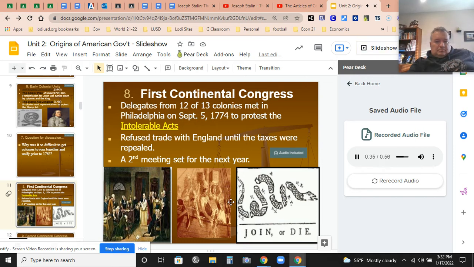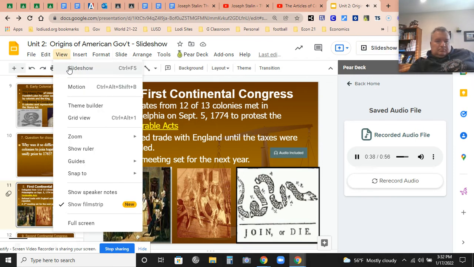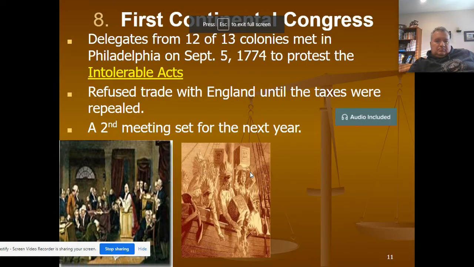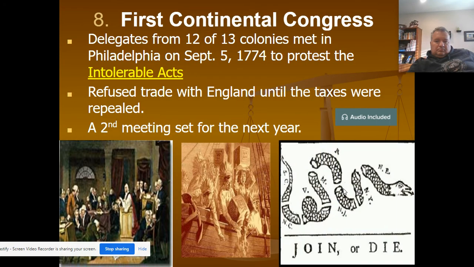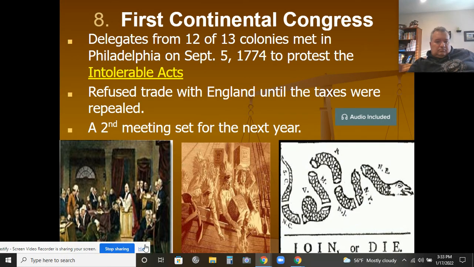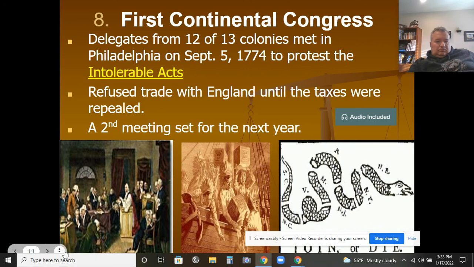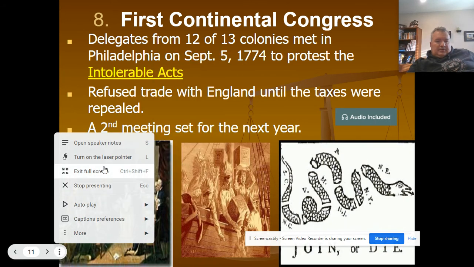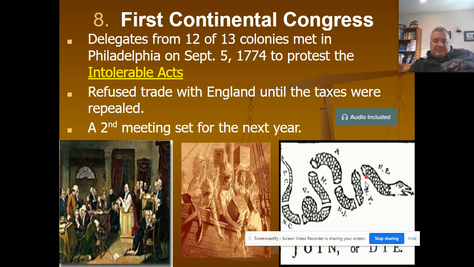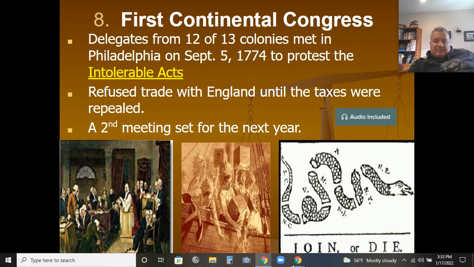Here you see a famous political cartoon with a snake, that if the colonies don't join together to fight this oppression by the British, they're going to die. There's a visual, the Boston Tea Party, showing their opposition to these taxes as well. This is the famous cartoon showing that without unity, colonists are going to be in trouble.